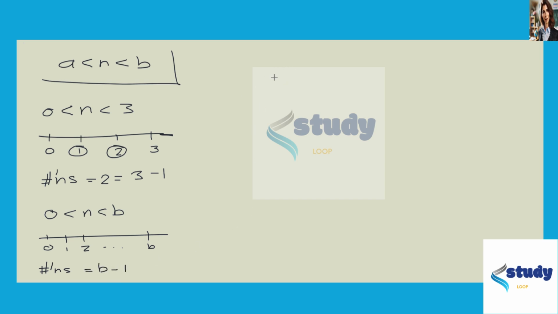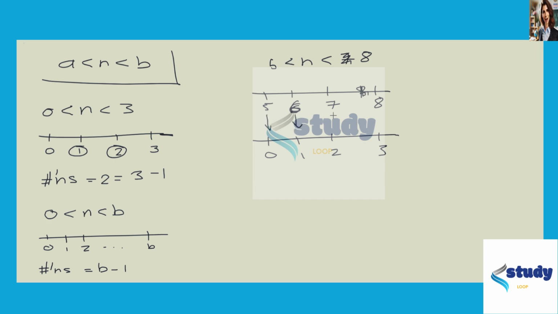Now, we want to see what happens when we don't have 0 here. So let's consider the case we have 5 is less than n is less than 8. So we have 5, 6, 7, and 8. Instead of looking at the numbers in this case, what we'll do is we'll map these numbers. We'll map 5 to 0, 6 to 1, 7 to 2, 8 to 3.